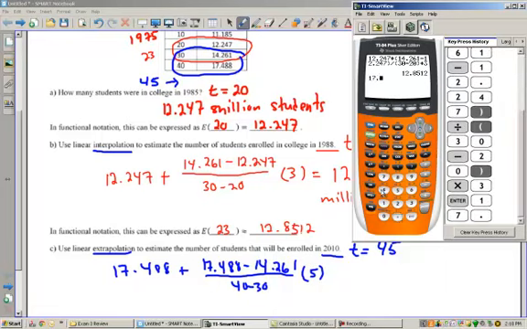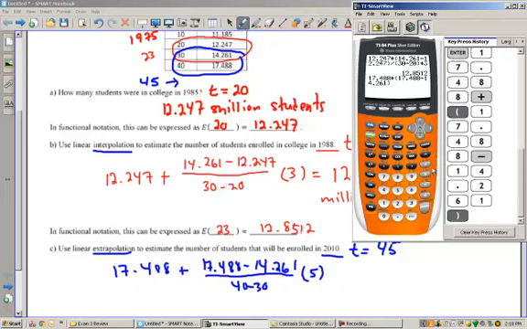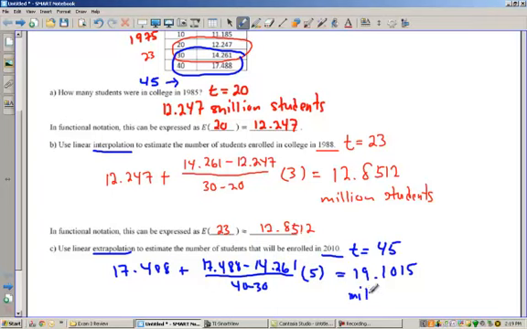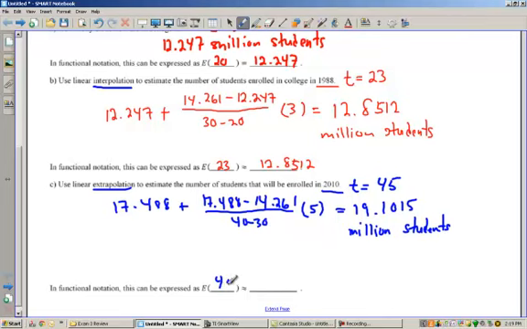So 17.488 plus left parentheses 17.488 minus 14.261, right parenthesis, divided by left parenthesis 40 minus 30, and then multiply that thing by 5. And we get out 19.1015. And this is millions of students, so million students. The units are very important, so don't forget them. And then down here we can fill in the functional notation. So the input was 45, and it was approximately, right, since we estimated it using this linear extrapolation, it was 19.1015.